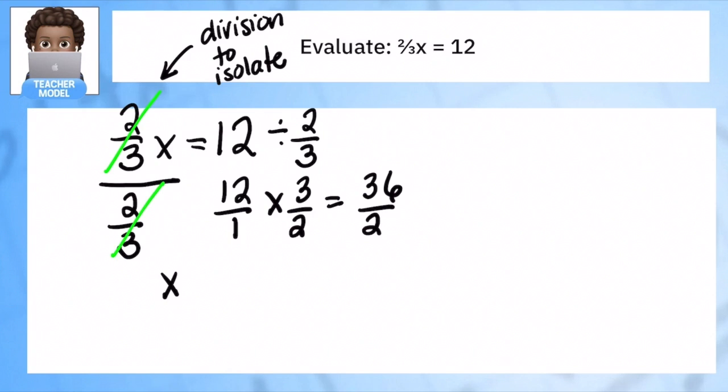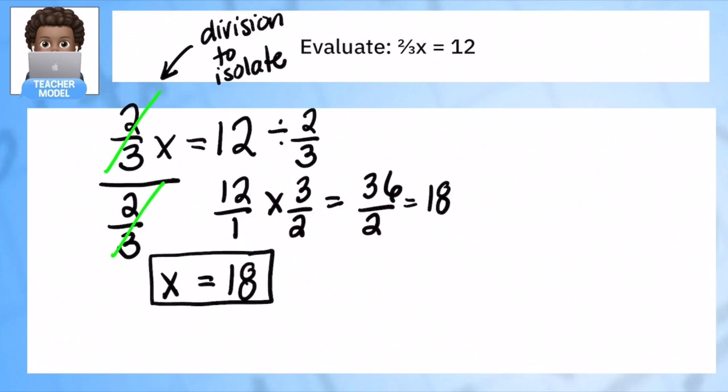We want to make sure we put this in simplest form. So 36 divided by 2, if you're not sure, just do the math out. I will tell you it is just 18. You can test it if you'd like to. So I'm getting x equals 18. So this is the one answer that will make this equation true. When x equals 18, 2/3 x will equal 12.